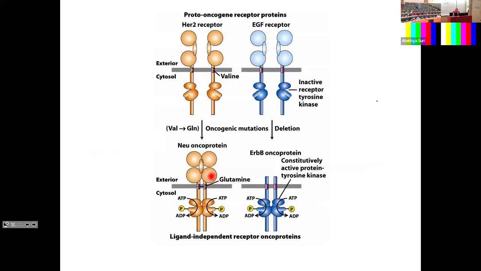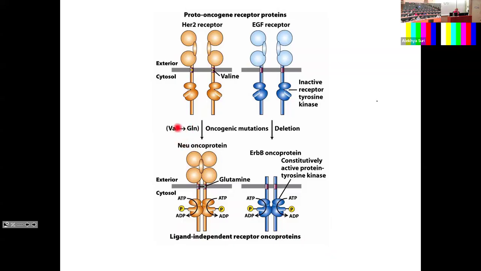For example, this is the HER2, right? That you have binding by glycine, so then you have a new oncoprotein. So what happened is that there is some mutation, so what happens is that they have signaling even though you don't have the ligand, right? So the ligand-independent receptor oncoproteins. In this case, it's new because you have a mutation.